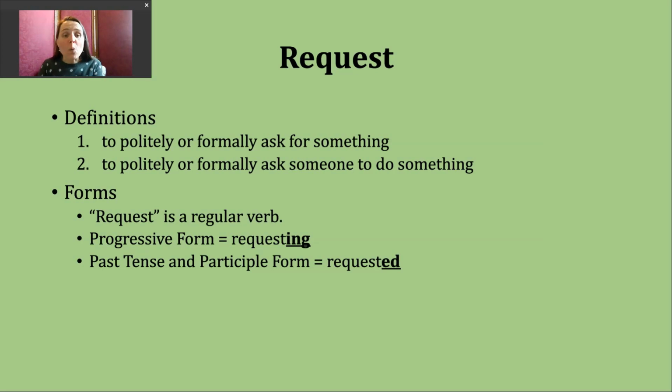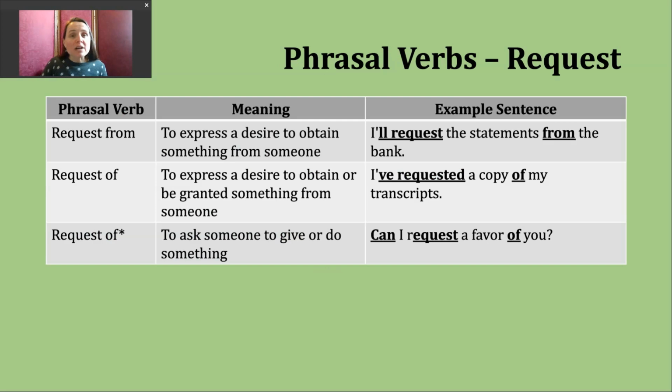You should know that request is a regular verb. To make the progressive tense, all you need to do is add ing to form requesting. The past tense and participle forms of this verb are made by adding ed. Our base verb, request, ends in a T sound, so our past tense ending is going to make an id sound. It should sound like this: requested, requested.